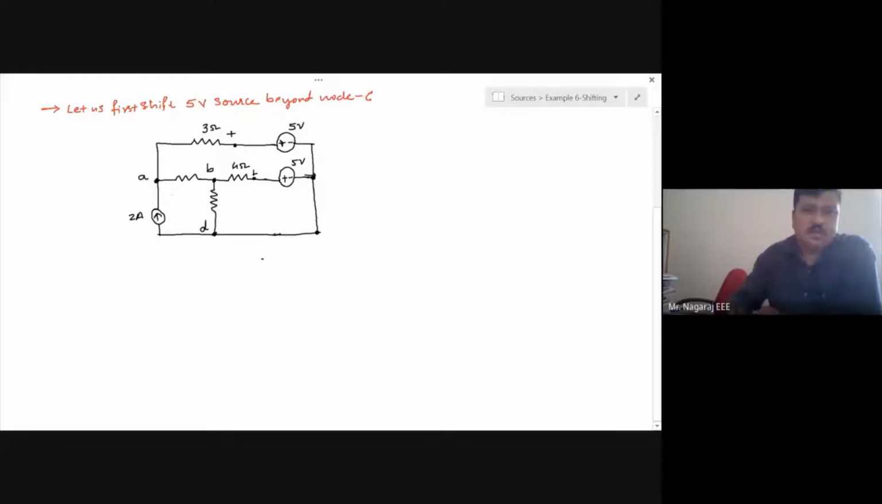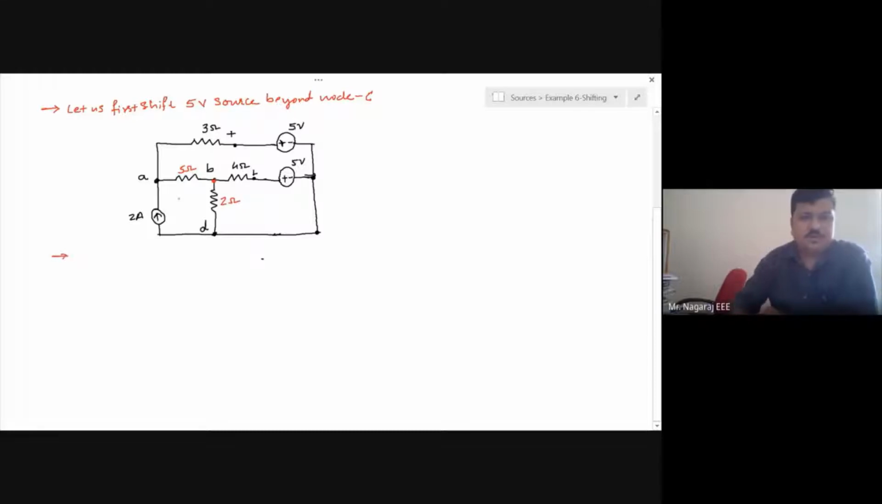Now see here, there is a branch, this is 2 ohms, and this is 5 ohms. The 5 ohm resistor and 2 ohm resistor are connected across 2 amperes. So therefore, I should shift this 2 amperes across the 5 ohm and across the 2 ohm in such a way that the current should enter node A, the current should leave node D, and the current at node B of this 2 ampere source should be 0.